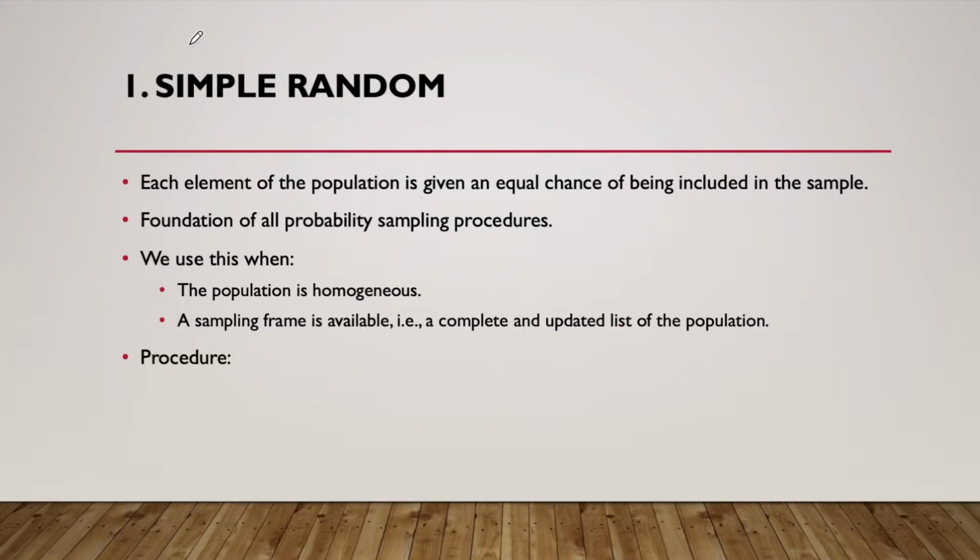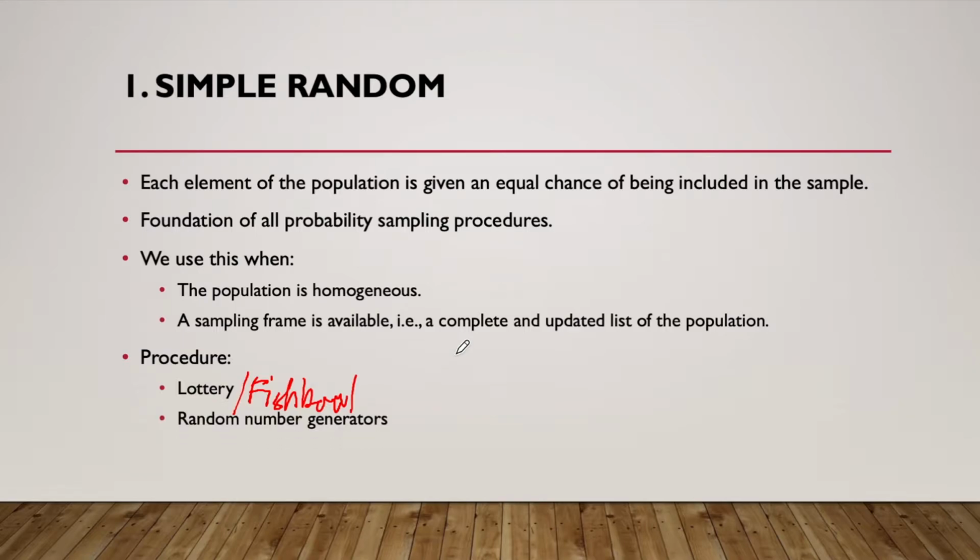Now, what is the procedure? One may think of a lottery method wherein you write all their names on pieces of paper, cut them, and put them in a bag, in a fishbowl. That's why it's sometimes called the fishbowl method. Then you draw lots until the sample size n is achieved.